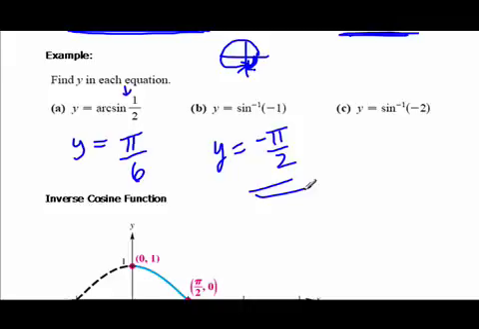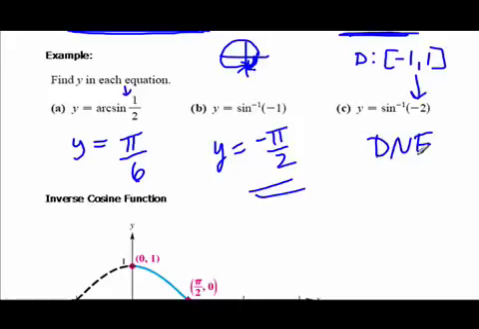How about C? What angle out there has a sine of negative 2? Well, what's the domain, guys? What's the domain of the inverse sine function? From negative 1 to positive 1. That's not in the domain, so you would say does not exist. Can't do that problem.